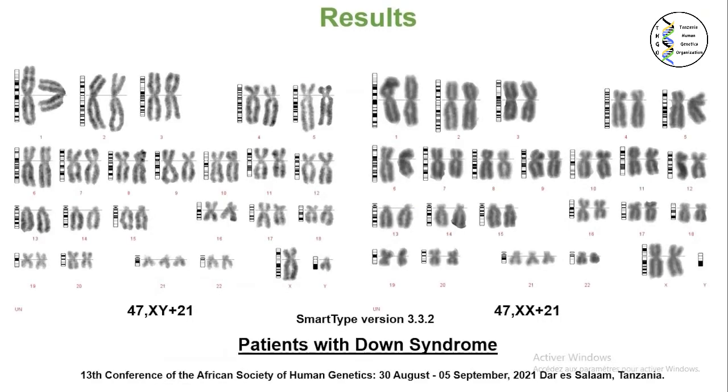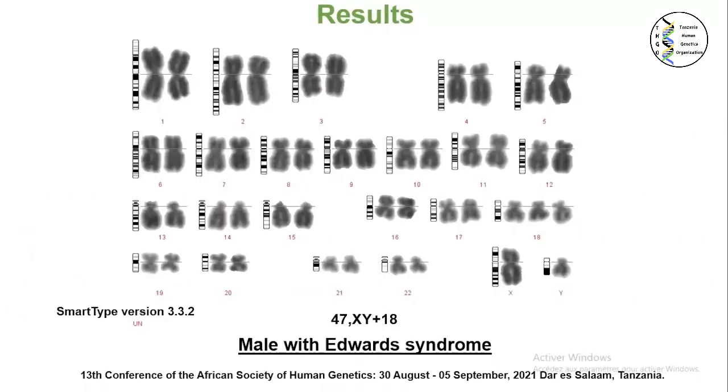Here we have the karyotypes we made in the lab with the SmartType software. So here we have an example of patients with Down syndrome. On the right, we have a female with Down syndrome, and on the left, a male with Down syndrome. This is a karyotype of a male with Edwards syndrome. We can see the three 18 chromosomes.